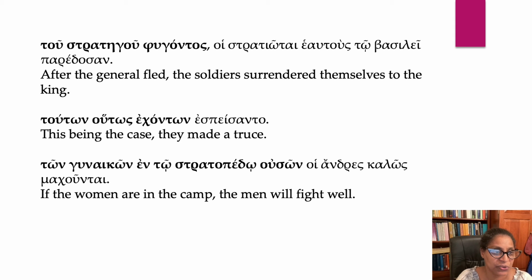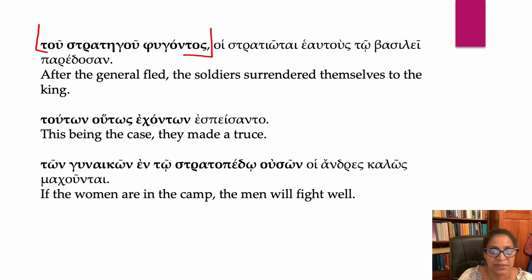Okay, so in our first example, we have tou strategou, so you have your noun in the genitive and your participle pheugontos. So this is your genitive absolute. And then hoi stratiotai heautous tō basilei paredosan. So here we can translate it temporally: after the general fled, right? Because it's pheugontos, it's aorist, we're going to translate it as fled.